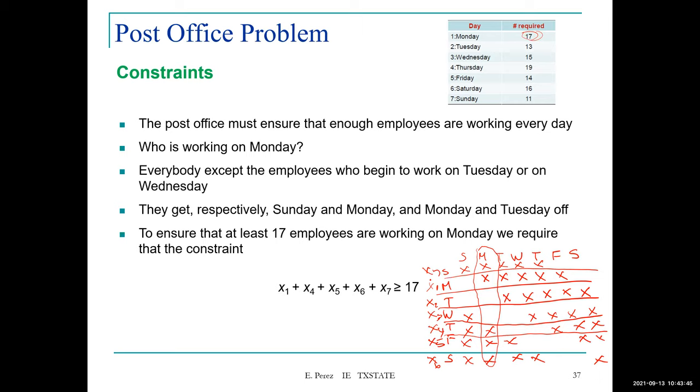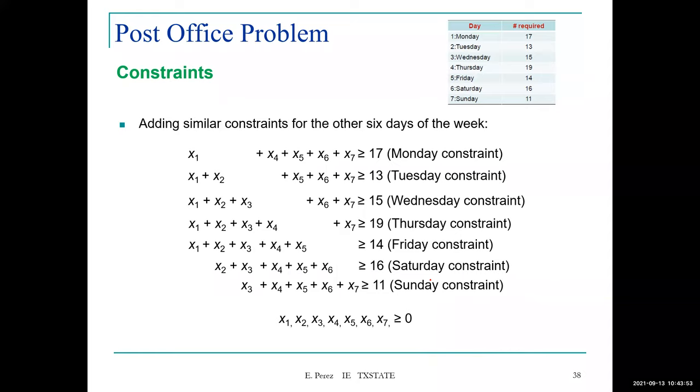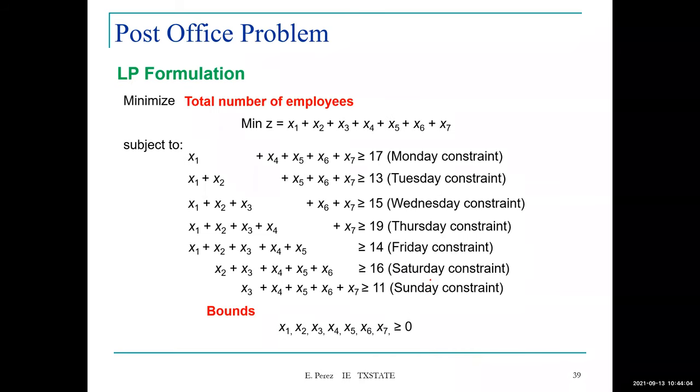So we did the constraint for Monday. We can do Tuesday, Wednesday, Thursday in the same way, which is what we have here. Adding similar constraints for the other 6 days, this is what we end up with. And the formulation: you have the objective function, you make the bounds greater or equal to 0, and that's your formulation. We're going to revisit this when we start solving the problems on the computer. We're going to go through each one of them and see, oh, makes sense, now this is the best solution, and so on.